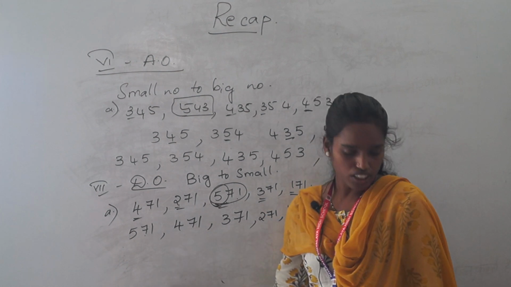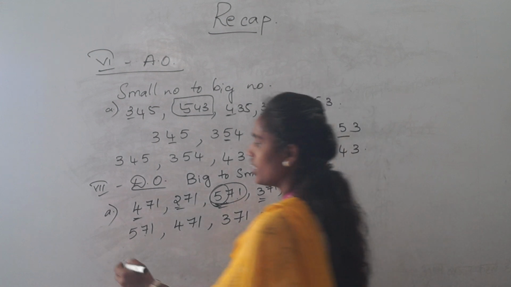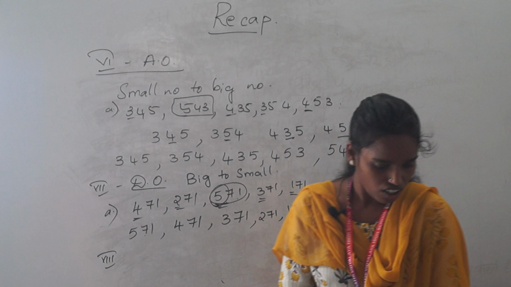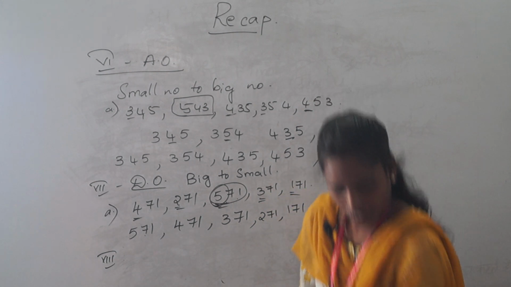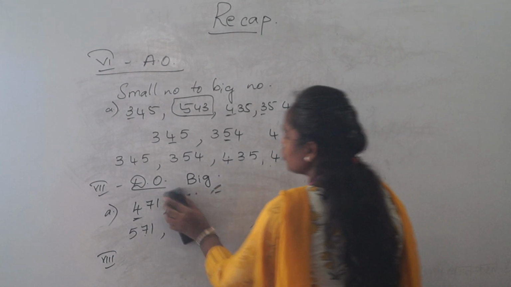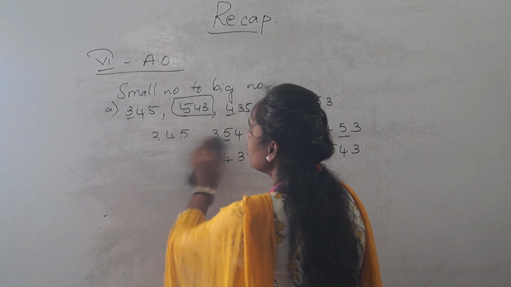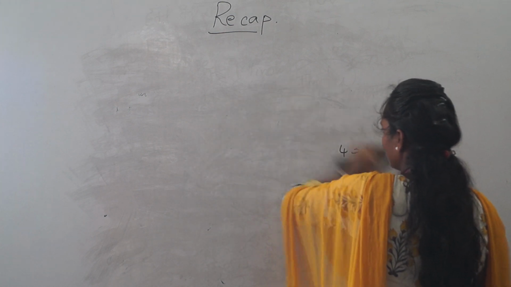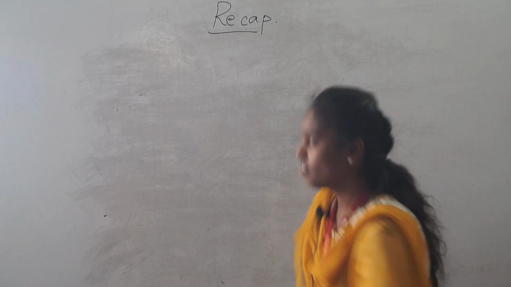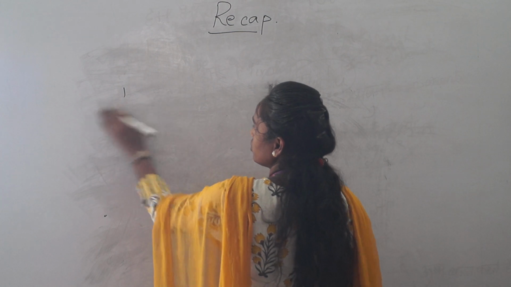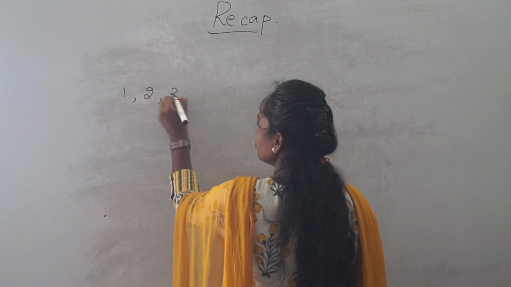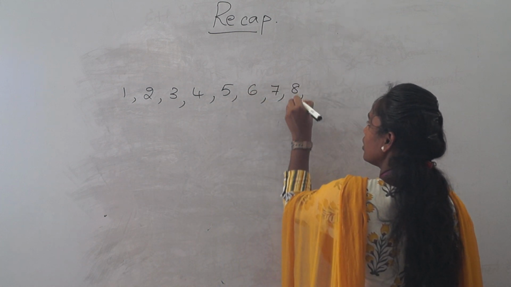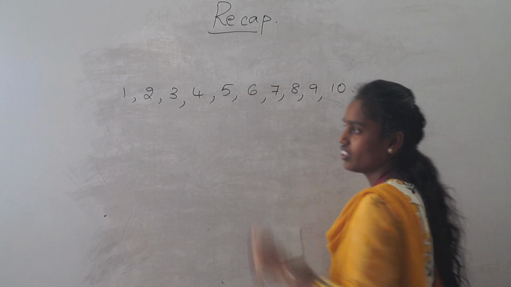Okay, you do the B bit. Next, 8th bit. Before going to the 8th bit, we should know what is an even number and what is an odd number. So what is an even number? Even number means, you know all the numbers, children: 1, 2, 3, 4, 5, 6, 7, 8, 9, 10.